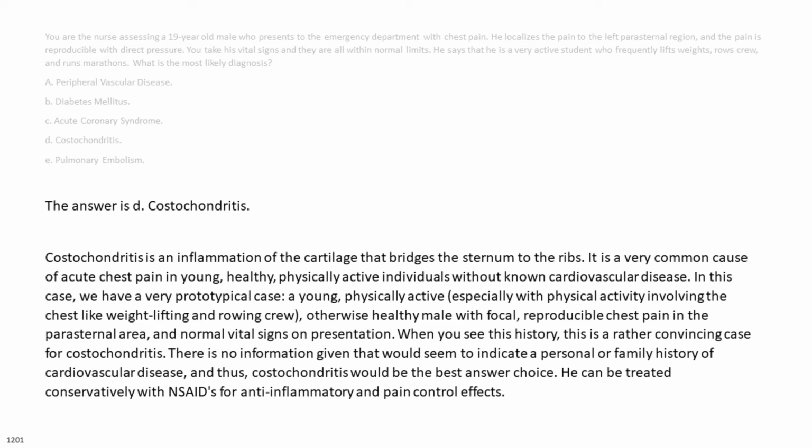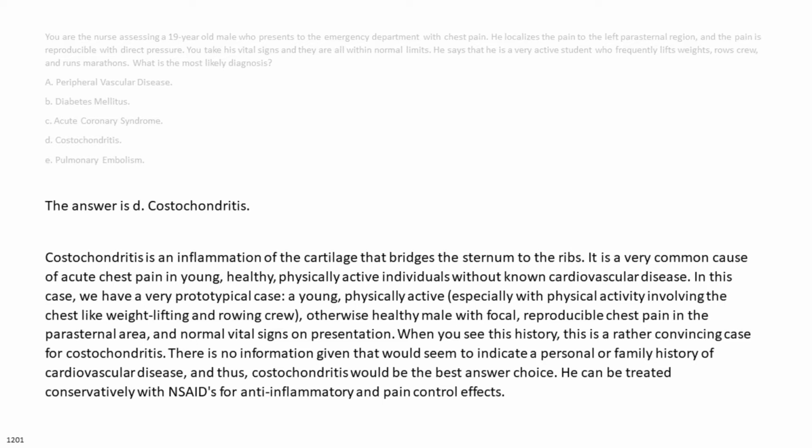The answer is D. Costochondritis. Costochondritis is an inflammation of the cartilage that bridges the sternum to the ribs. It is a very common cause of acute chest pain in young, healthy, physically active individuals without known cardiovascular disease. In this case, we have a very prototypical case: a young, physically active, otherwise healthy male, especially with physical activity involving the chest like weightlifting and rowing crew, with focal, reproducible chest pain in the parasternal area, and normal vital signs on presentation. When you see this history, this is a rather convincing case for costochondritis.